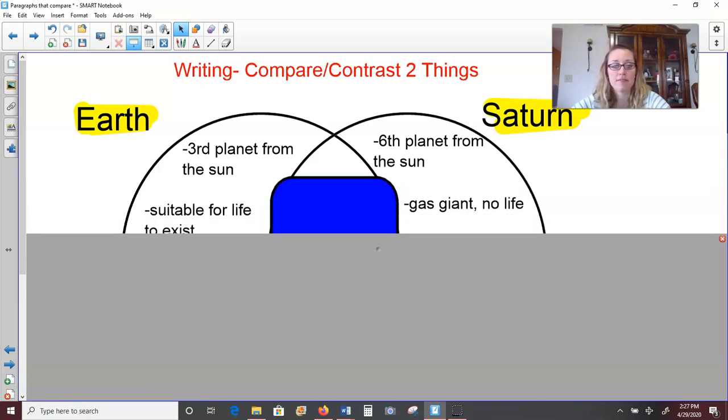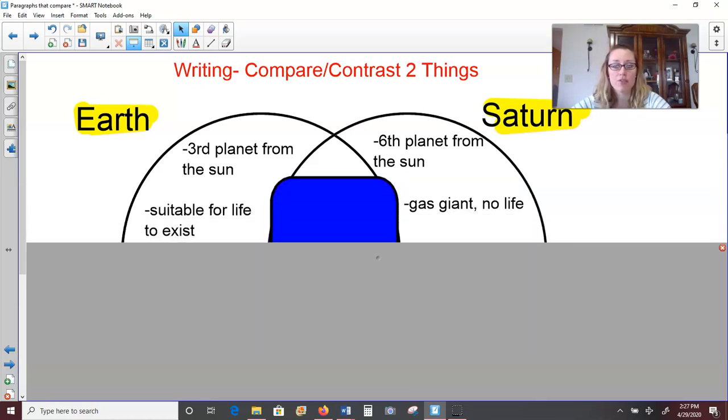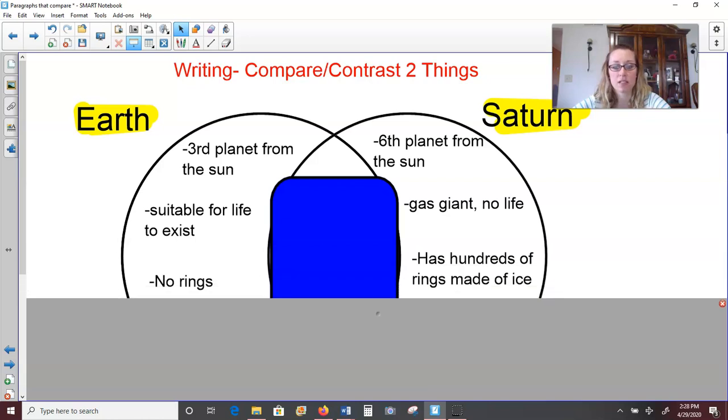My next fact was that Earth is suitable for life to exist. So we have air and water that we need to survive here on Earth. It's just the right temperature. But Saturn is a gas giant, so therefore there is no life found on the planet Saturn. So that, again, would be a way to contrast the two planets because they are different.